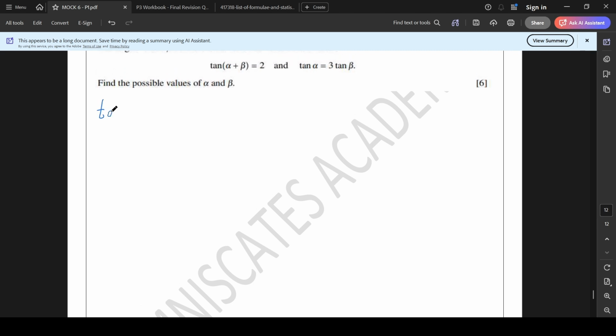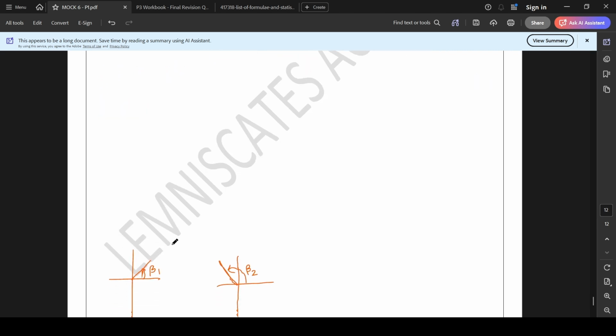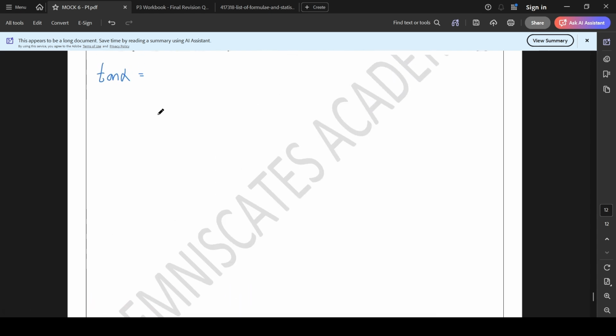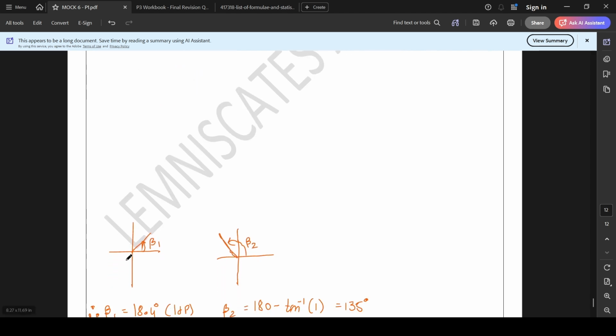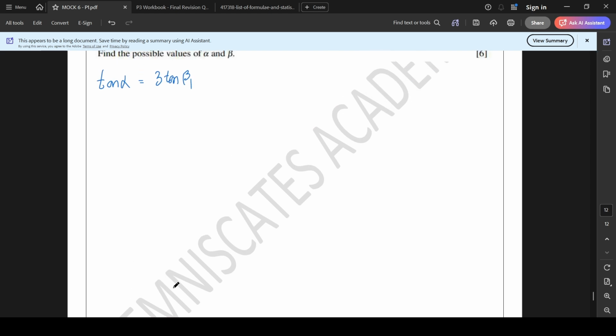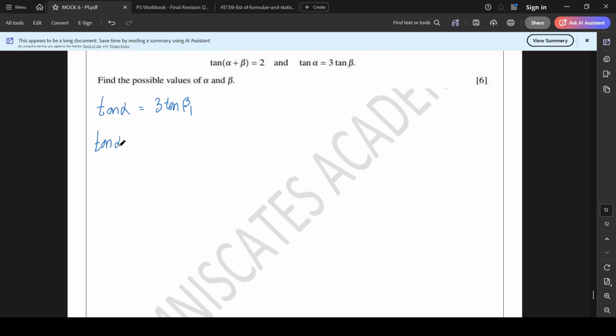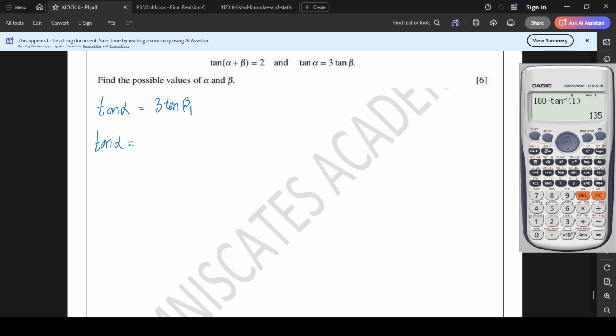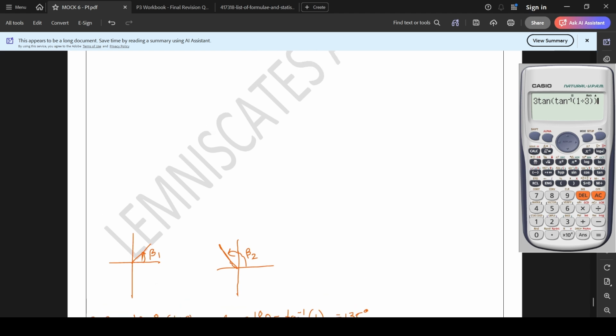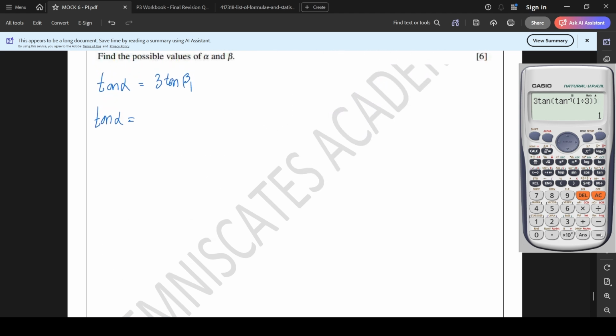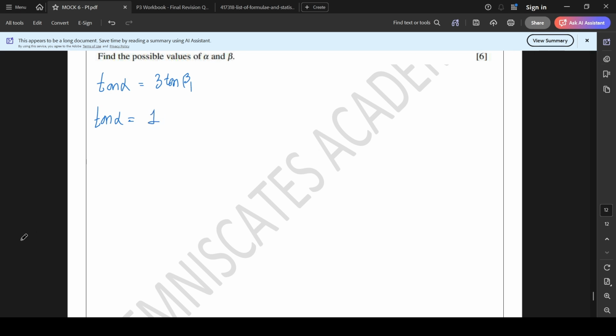I know that my tan alpha is equal to 3 times tan of beta 1, and I'll use the full value of beta 1. I won't be using correct to 1 dp only. So my tan alpha will come out to be, I'll use my calci for this, 3 tan. Beta 1 was tan inverse of 1 by 3. I'll just cross check. Yeah, it was this only. If I do this, I am getting 1 over here. So tan alpha is coming out to be 1.